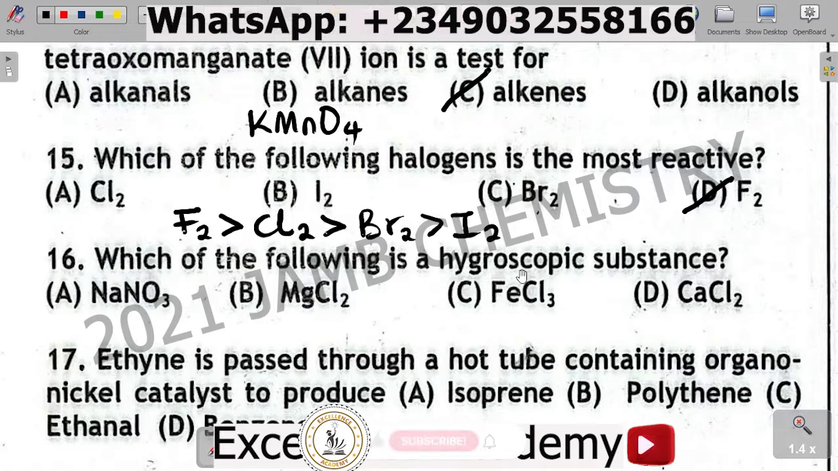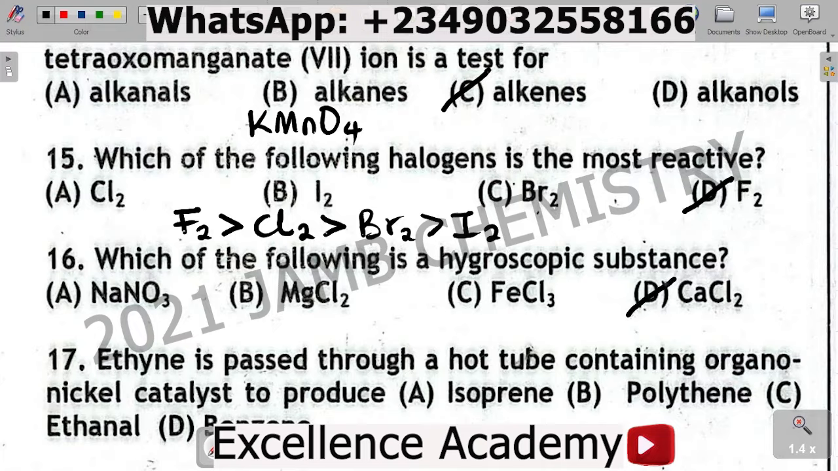A hygroscopic substance is simply a substance which, when exposed to air, absorbs moisture. Now, for this question, you want to note that many chlorides are hygroscopic or deliquescent. Calcium chloride is widely used as a drying agent, all right, because it absorbs moisture strongly. So if you say which of the following is hygroscopic, technically B, C, D, having chlorine, are all hygroscopic substances, but the most hygroscopic of them all is calcium chloride, that's CaCl2.